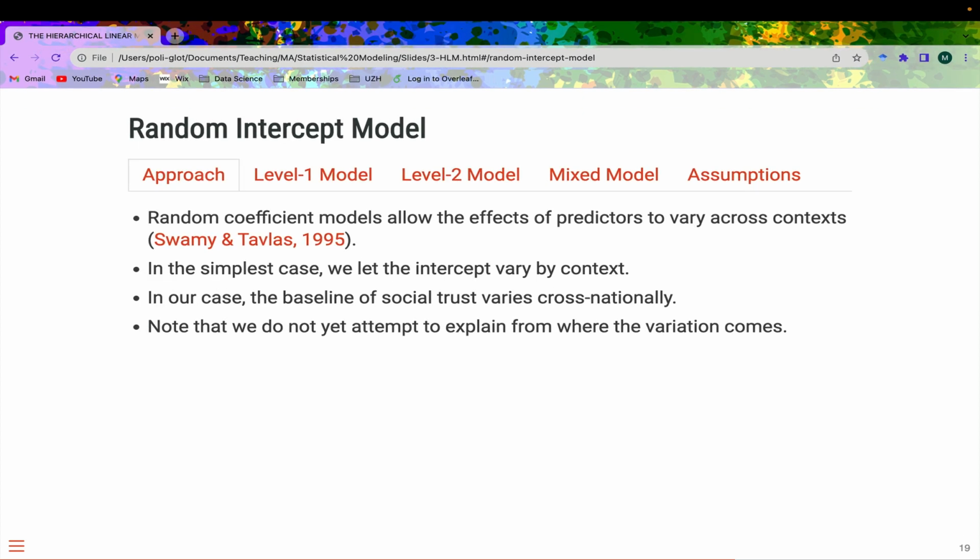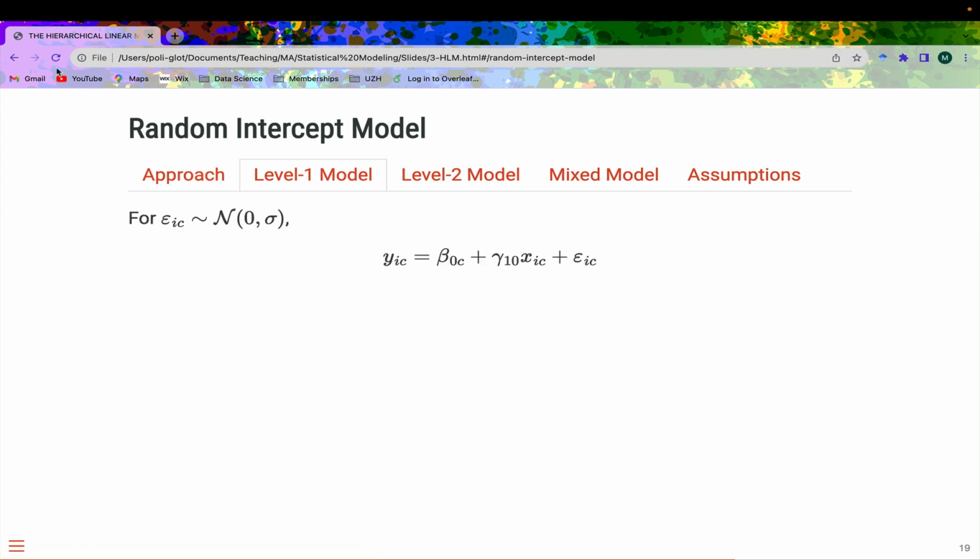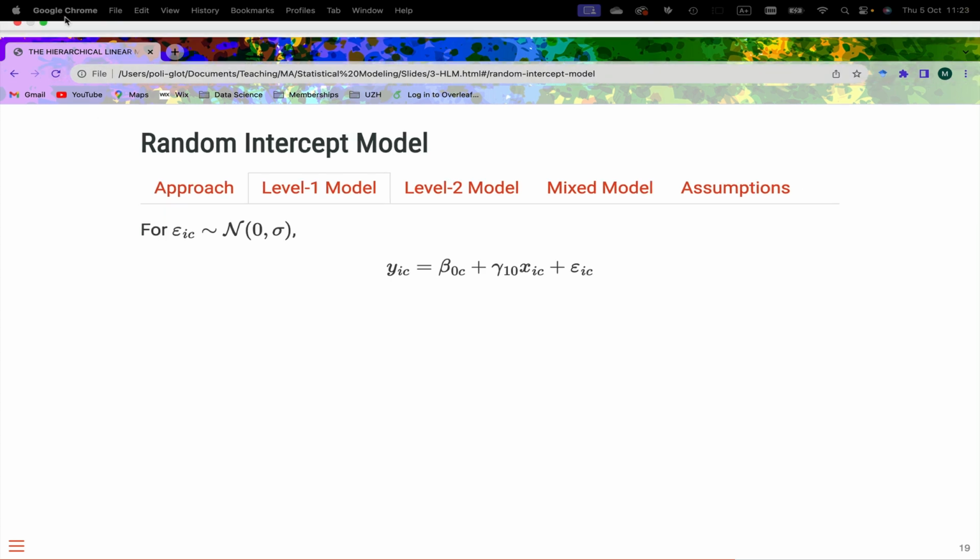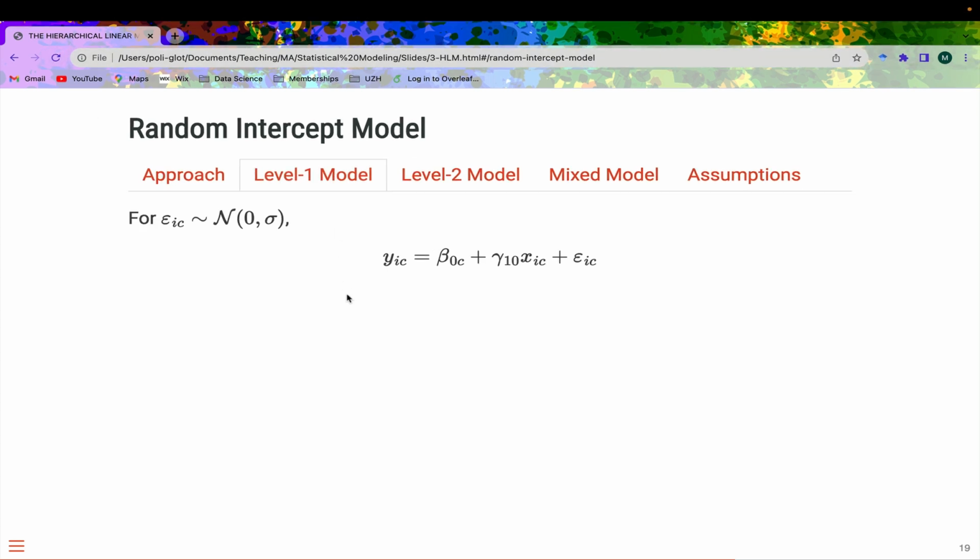So following the idea that we talked about in the last video of creating level 1 and level 2 models, let's continue with that, and let's create this level 1 model here. So what we have is the same old error term that we had before, epsilon sub ic, which we believe to be normally distributed with a mean of 0 and a standard deviation of sigma. But the model for y is a little bit more complicated than it was before. We're saying y sub ic equals beta 0c plus gamma 10 x ic plus epsilon ic.